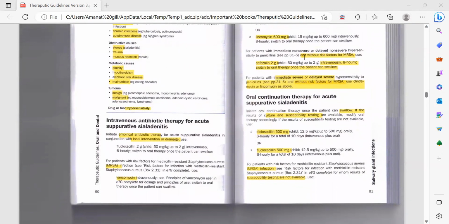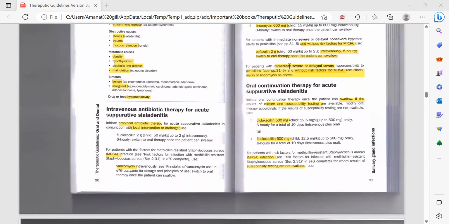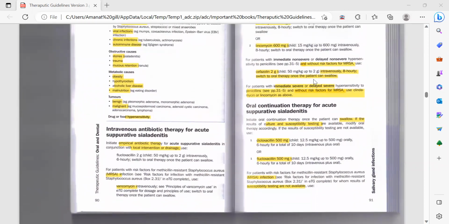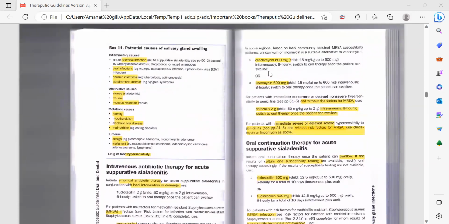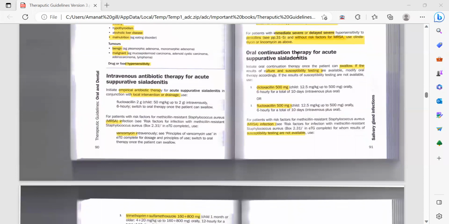But if the patient has immediate non-severe or delayed non-severe hypersensitivity, then you can give a cephalosporin. The cephalosporin you will give is cefazolin 2 gram IV 8 hourly and switch to oral therapy once the patient can swallow. But if the patient has severe or delayed severe hypersensitivity, then you can prescribe the clindamycin and the lincomycin dose. Then what would be the oral continuation therapy?